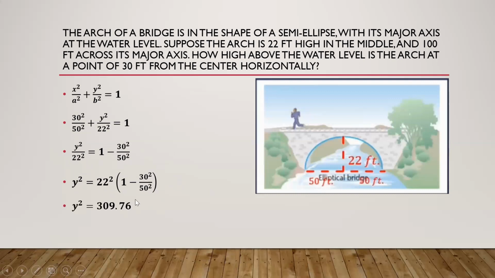So let's calculate this part. That's 309.76. And then we find its square root, which will give us 17.6. So at a point 30 feet from the center horizontally, the arc is 17.6 feet high above the water level. That's it. I hope you listened and you learned well. So thank you for listening.